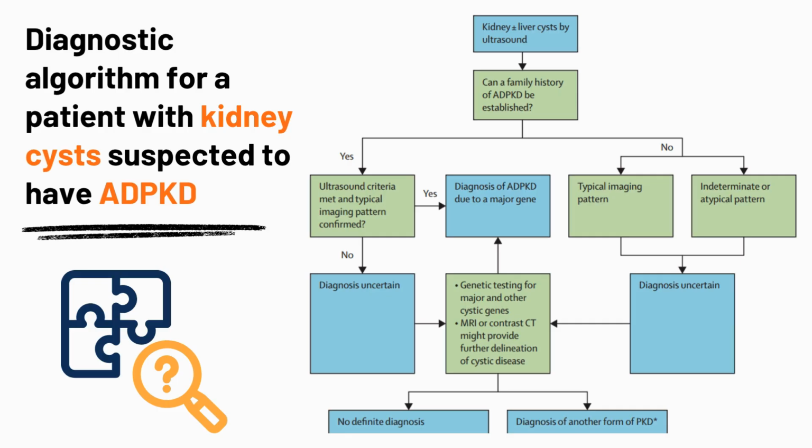When the diagnosis is uncertain, this is where further evaluation becomes important. Genetic testing for major and minor genes can help clarify the diagnosis. Advanced imaging like MRI or contrast CT may better define cyst distribution and pattern. After this step, we usually reach one of three conclusions: either a confirmed diagnosis of ADPKD, or another form of cystic disease is present, or sometimes no definite diagnosis yet, requiring follow-up and further studies.